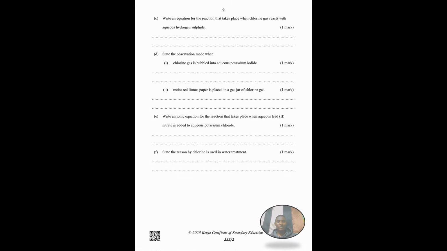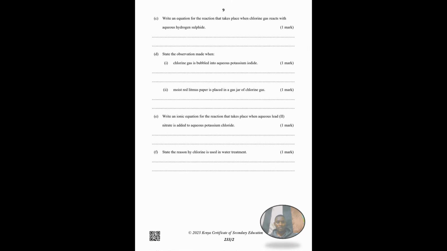We have part C of this question. Write an equation for the reaction that takes place when chlorine gas reacts with aqueous hydrogen sulfide. This is another property of chlorine. When chlorine gas is reacted with aqueous hydrogen sulfide, a redox reaction takes place, whereby hydrogen sulfide acts as a strong reducing agent, and the chlorine gas acts as a strong oxidizing agent.